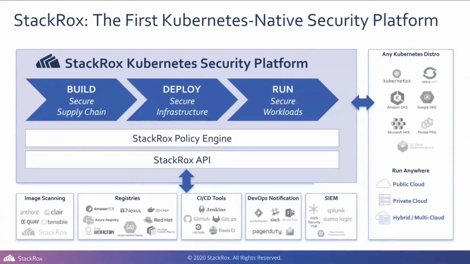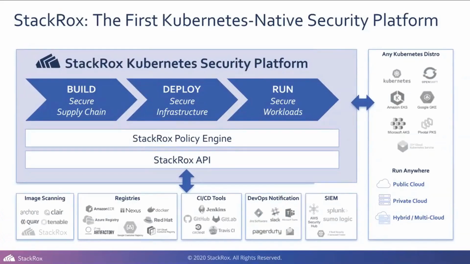Overall, StackRox, as we mentioned, is Kubernetes native, but this means any Kubernetes distro. So it doesn't really matter what the wrapper is around Kube, we can deploy on it, whether it's managed services like EKS, AKS, GKE, PKS, or whether you're rolling out your own native vanilla Kubernetes flavor or using OpenShift. And then on top of that, it doesn't matter where you run it: public cloud, private cloud, hybrid cloud, which seems to be the most emerging component we see all the time.